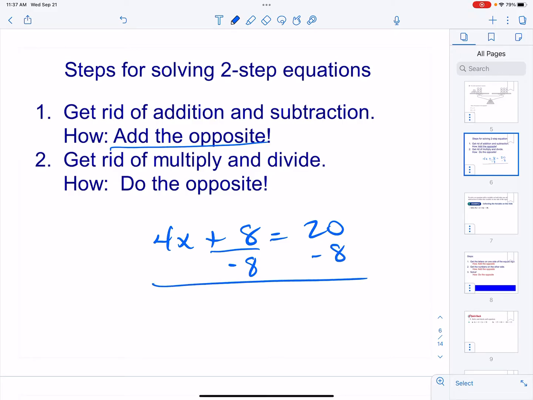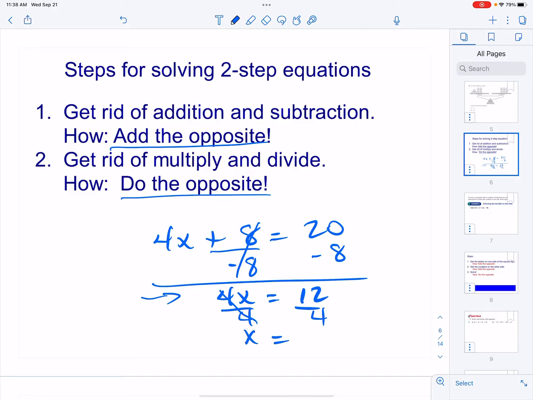And now we simplify both sides of the equation. So my 8's are going to go away on the left-hand side, and I'm going to be left with 4x. On the right-hand side, we're going to do 20 plus negative 8, or 20 minus 8, to get 12. Now, we've got to get rid of our multiply divide. And in order to do that, we're going to do the opposite. So if I have a multiply by 4, we're going to do a divide by 4 to get rid of that. So we divide both sides by 4. These two 4's divide out to become 1x, or just x equals. And then 12 divided by 4 gives me 3.